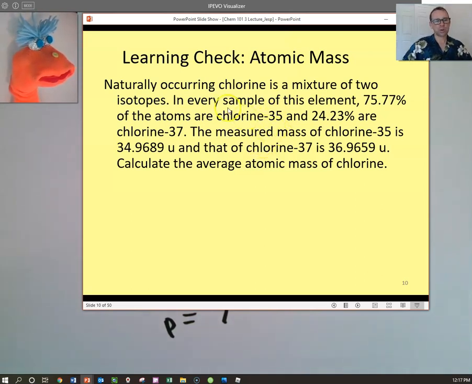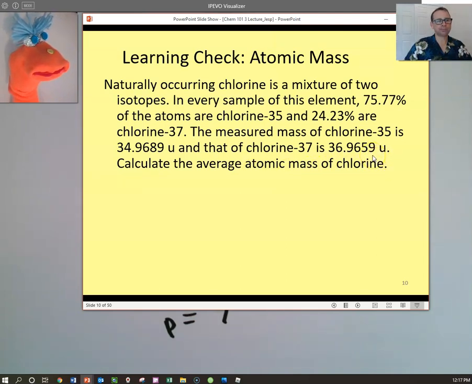Now, we're being told here that naturally occurring chlorine is a mixture of two isotopes, and in every sample of this element, 75.77% of the atoms are chlorine 35, and 24.23% are chlorine 37. It also gives us the exact mass of the chlorine 35 atoms and the exact mass of the chlorine 37 atoms. And then we're supposed to calculate the average atomic mass of the chlorine.